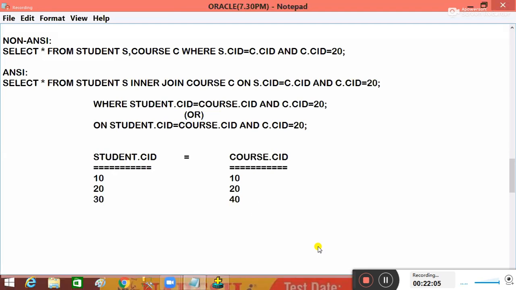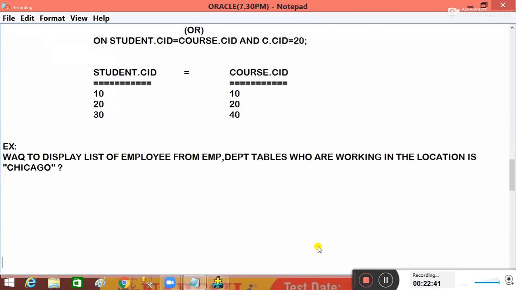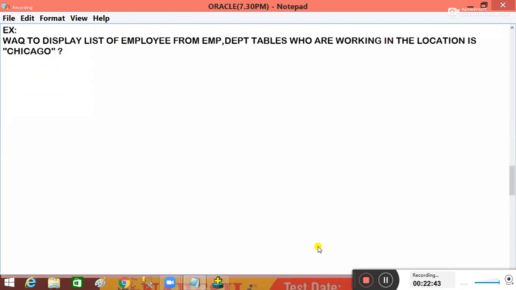Let us see one more example on this. Write a query to display a list of employees from EMP, DEPT tables who are working in the location, for example, Chicago. The location is Chicago. Okay, right. So this is another example.